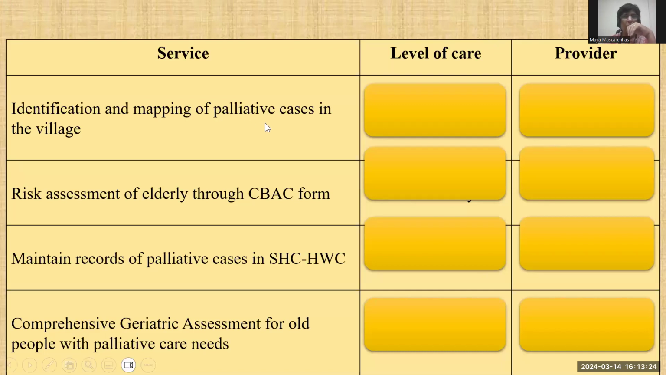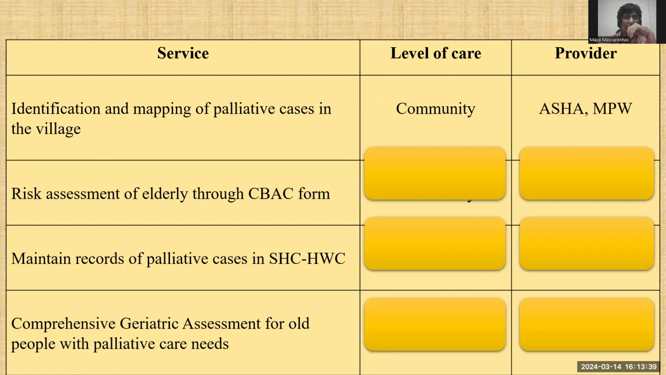Now, first point, Anu. Identification and mapping of palliative cases in the village. Which level? आशा वर्कर. तो किस level पे? मैम ये कम्युनिटी लेवल। Very good. Community level. और आपने correct बताया, आशा और उनके साथ MPW भी कर सकते हैं.